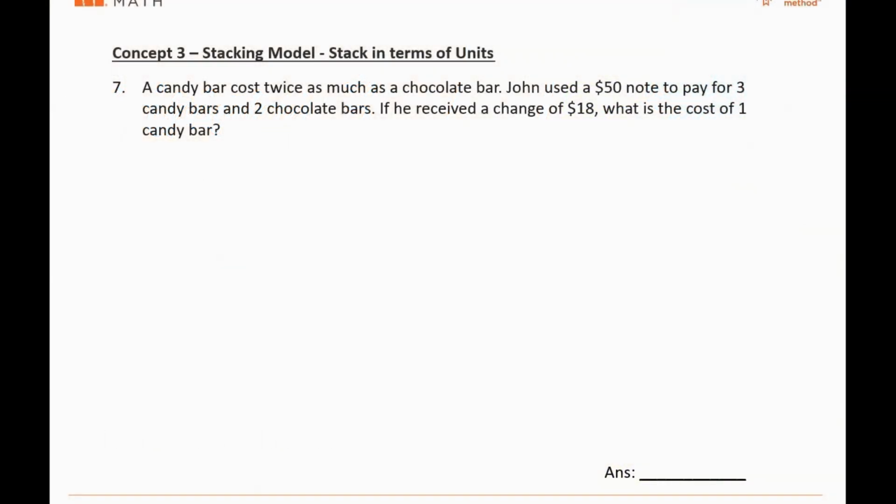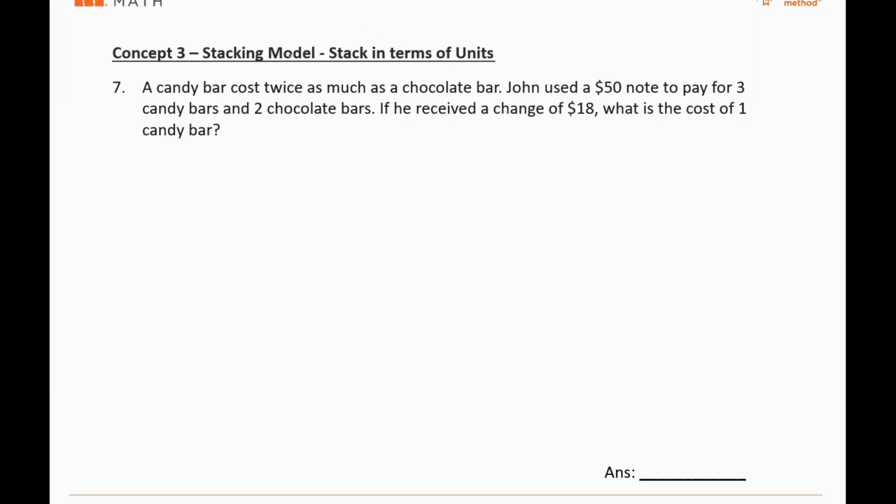So this is concept 3. A candy bar costs twice as much as a chocolate bar. John used a $50 note to pay for 3 candy bars and 2 chocolate bars. If he received a change of $18, what is the cost of 1 candy bar?